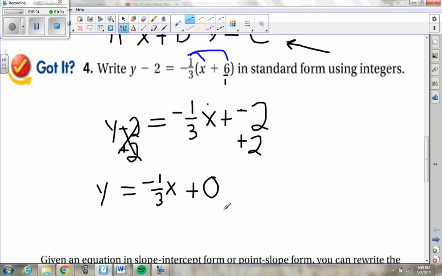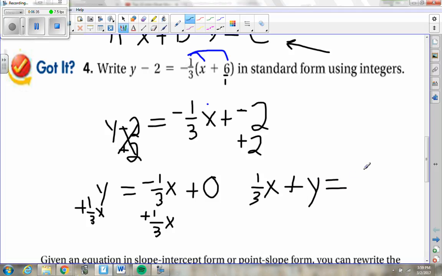Okay, and now I'm almost there. I need to now move these x's over to the left-hand side. So in order to do that, I need to get rid of a minus 1/3 x, so I will add a 1/3 x on both sides. Now I can't add the 1/3 x with the y together, so I'm just going to end up with 1/3 x plus my y equals 0.